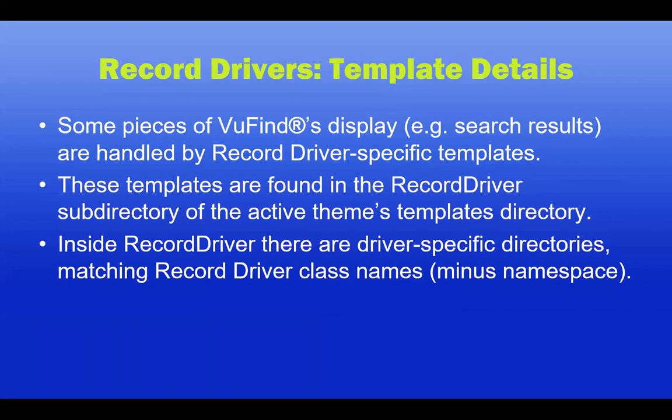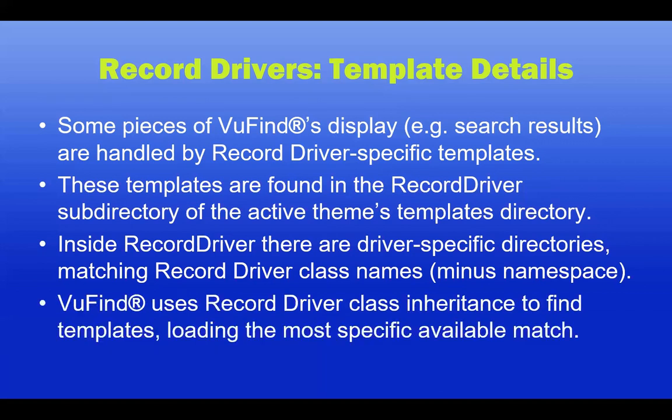Again, most of VuFind's default templates are actually defined in the default record directory, because most of what we display by default is bibliographic record type stuff. So we just have these core templates that we reuse across all the drivers. But if you need to customize something more specifically to a particular record driver, all you have to do is create a folder, put an override template in there, and that will be displayed only for records matching that particular type.